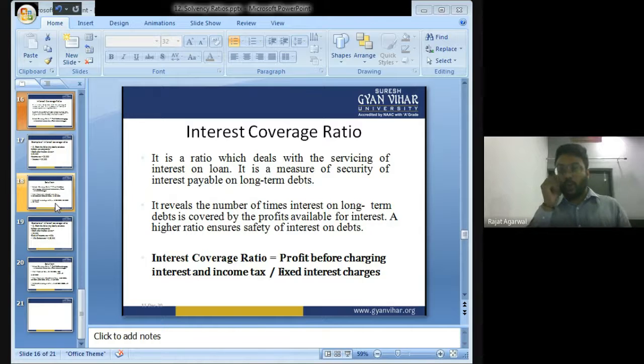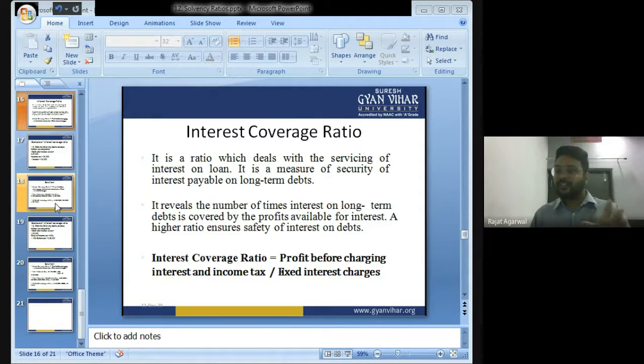As you all know, if we take a loan from bank, or if we take loan from public, that is debentures, if we issue debentures, or we take a loan from bank, you have to pay interest. You have to pay interest no matter whether your company is earning profit or suffering losses. You have to pay interest if you have taken a loan. And through the interest coverage ratio, we will get to know whether the company is capable enough to pay interest on the long-term loan.